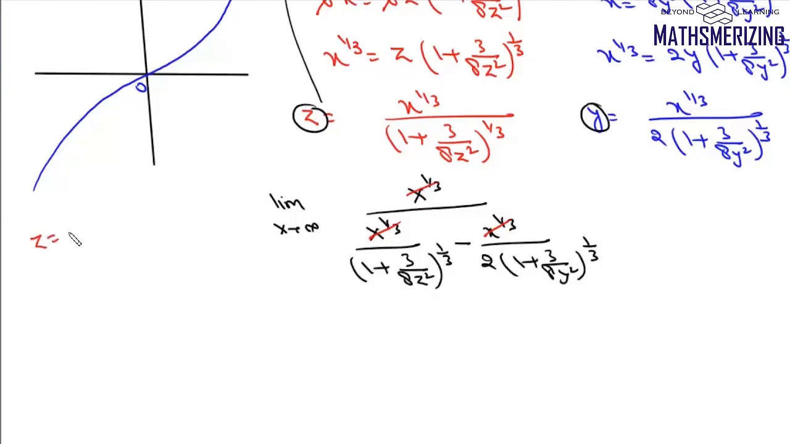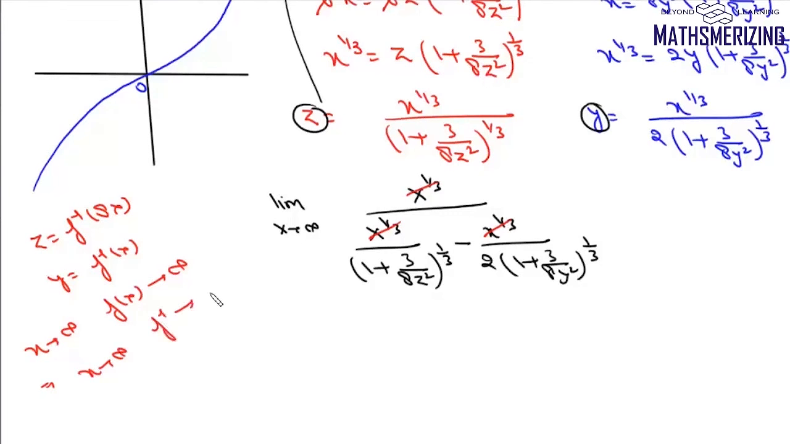Now z is f inverse of 8x and y is f inverse of x. Now this function f(x) is an increasing function. So as x tends to infinity, f(x) tends to infinity. And if we talk about the inverse function, it is nothing but the reflection of f(x) about the line y equals x. Now for the inverse function also, when x approaches infinity, f inverse will also approach infinity. So it simply means that when x tends to infinity, z tends to infinity and y tends to infinity.